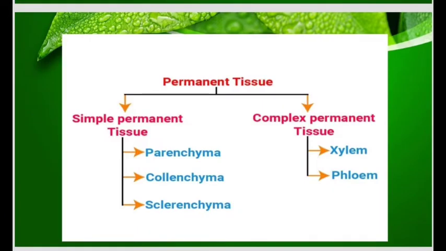Look at the flow chart. Permanent tissue is divided into simple permanent tissue and complex permanent tissue. Simple permanent tissue is divided into parenchyma, collenchyma, and sclerenchyma. And complex permanent tissue is divided into xylem and phloem.